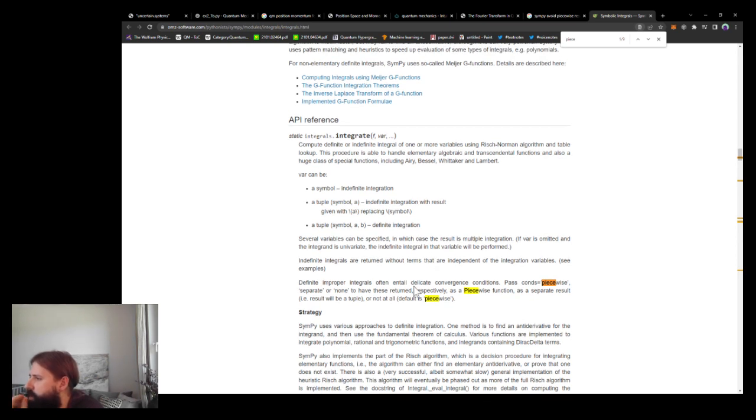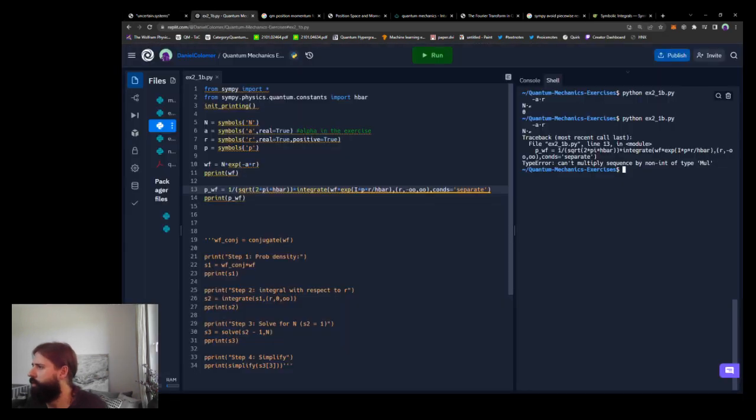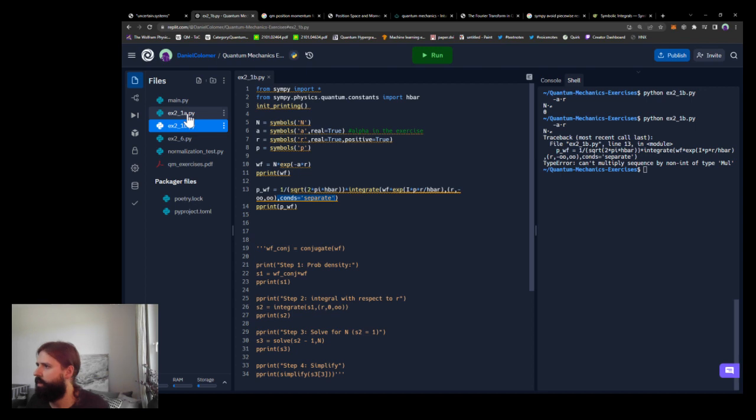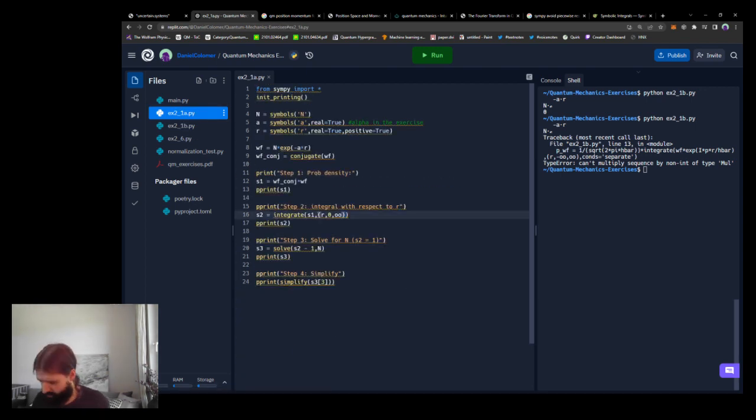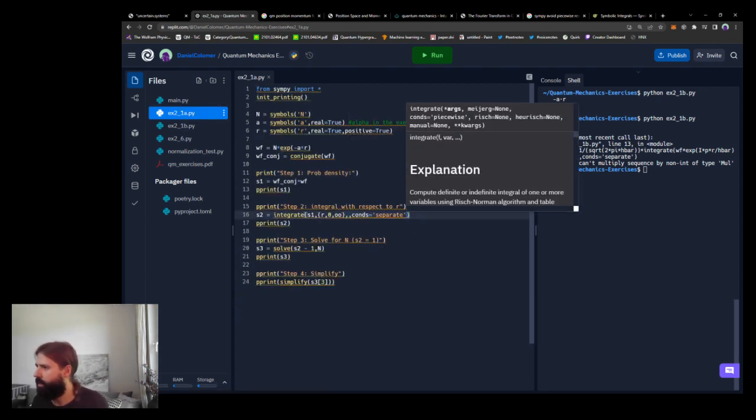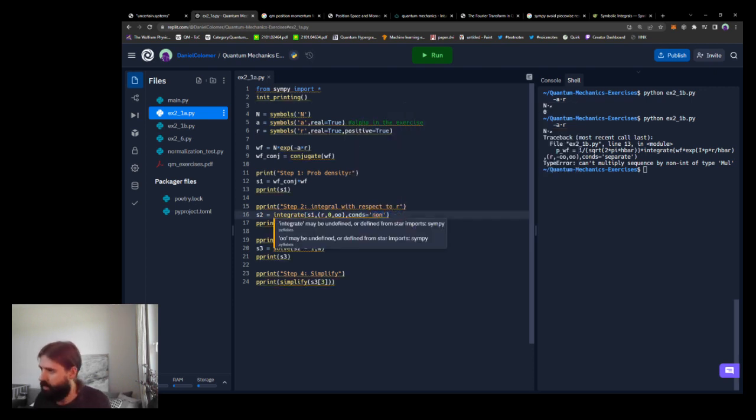Delicate conversion conditions. Conds counts piecewise, separate or non to have these returned, respectively, as a piecewise function, as a separate result, or not at all. But then it returns me... What does it do if I do that in exercise 1? By the way, I... non.